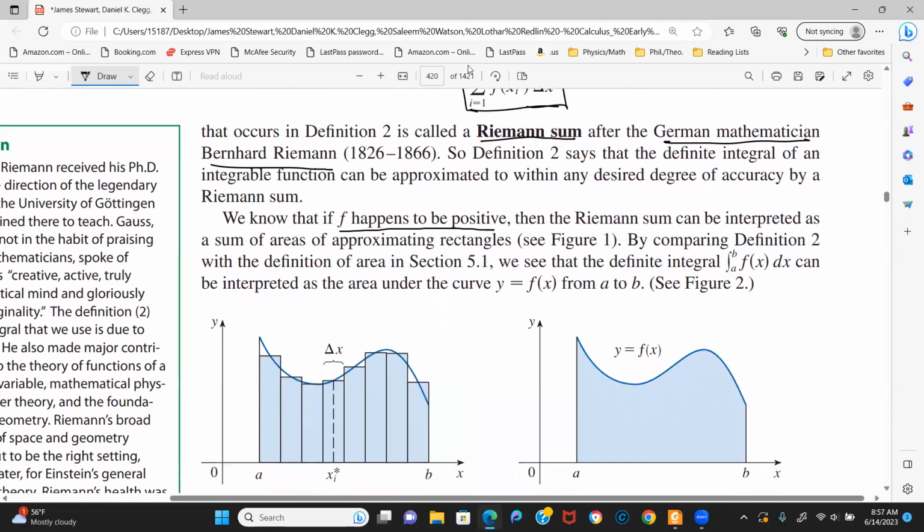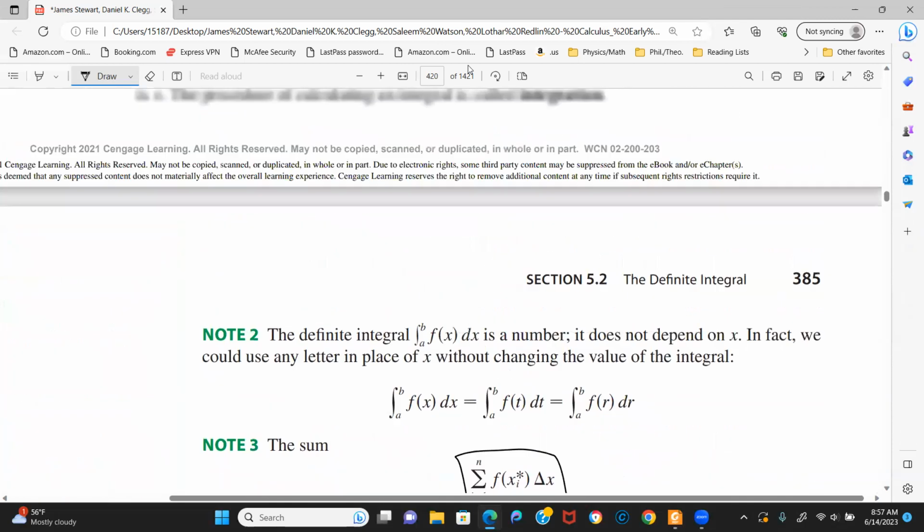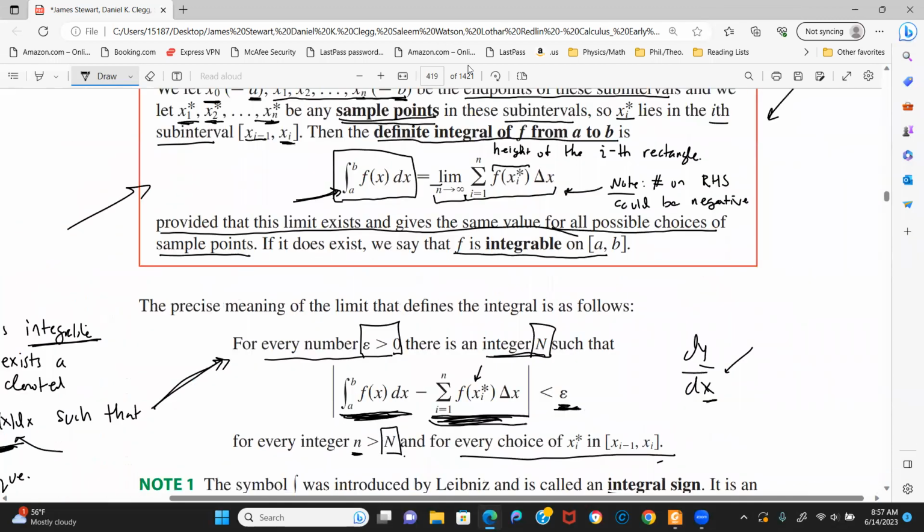And when the function is positive everywhere, we know that these Riemann sums can be interpreted as the sum of areas of approximating rectangles. And these rectangles approximate the area under the curve. So this is a coarse approximation of the area under the curve. And then if you let n go to infinity in the definition, like we do in here, you're going to get better and better as n gets bigger and bigger. These Riemann sums approximate the area better and better, and they'll give you the actual area when you take the limit.